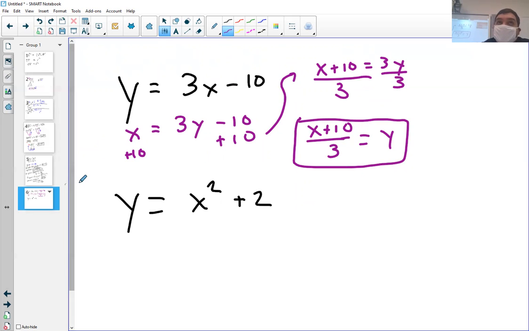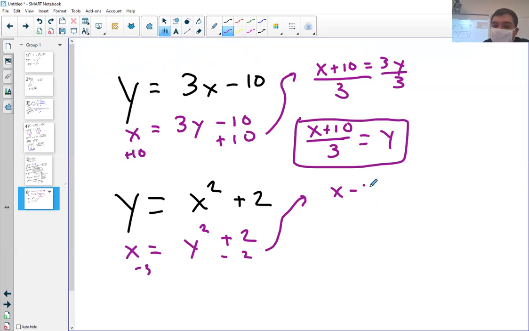Okay. For the second one, again, same process. We're going to swap the x and y. That means that y is going to get nestled right underneath the squared. Minus 2 on both sides. X minus 2 equals y squared. Good. You need to know because I have a squared, I have to square root both sides. If I had a cube, you would need a cube root both sides. If you had a 10th power, you need a 10th root at both sides. It has to match.